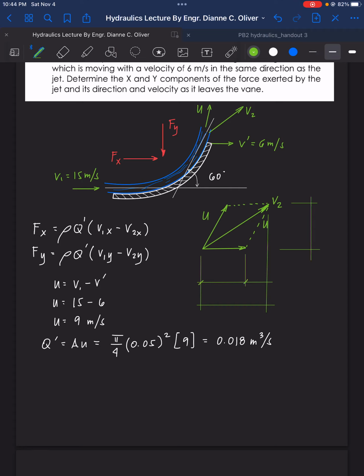So this is the V prime. V prime is equal to 6 meters per second. And then we have here Ux. And then this is V2x. And then as for the V2y, since this is upward for the V2, and it is opposite our Fy, we're going to put here negative V2y.